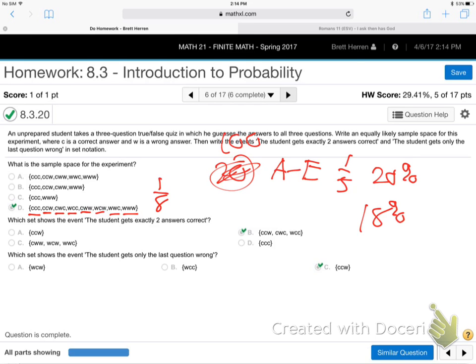All right. Next question. Which set shows the event? The student gets exactly 2 correct. Exactly 2 correct. Well, it's right here. See, you can get the first 2 right, the first and third, or the last 2. I'm just listing out the things they're talking about. The student gets only the last wrong. So that'd be that. Only the last wrong. Makes sense? We're just listing those things they're talking about.